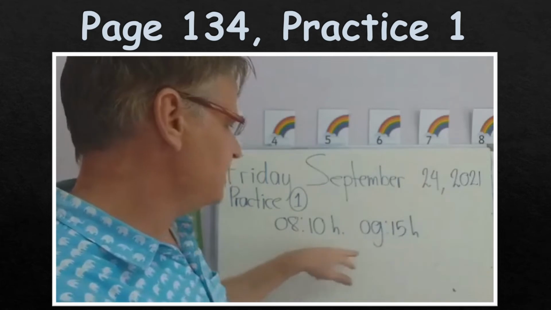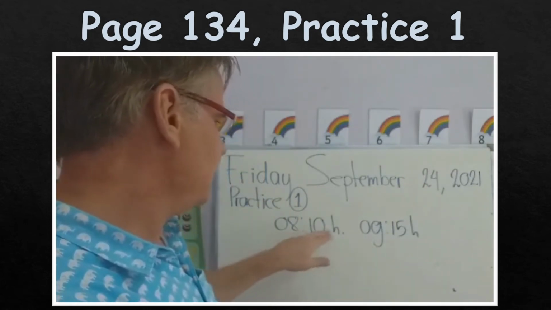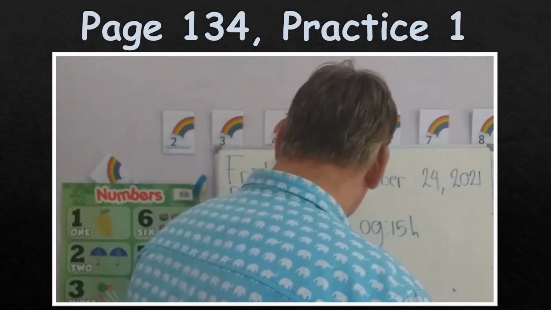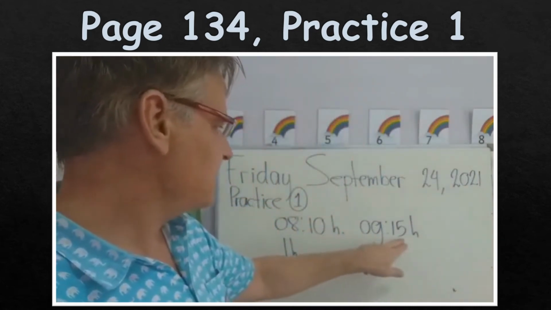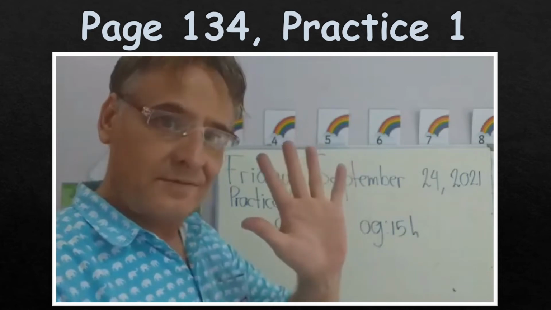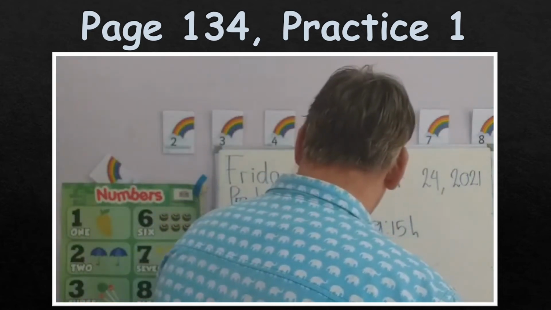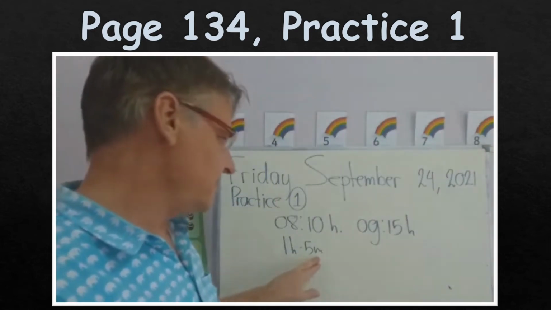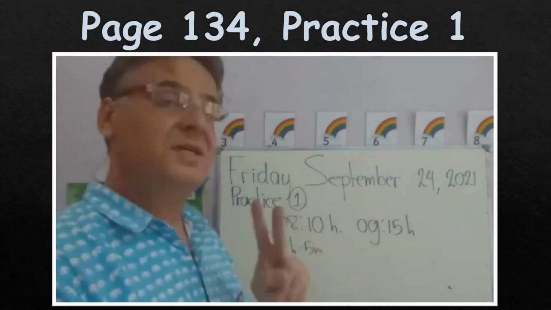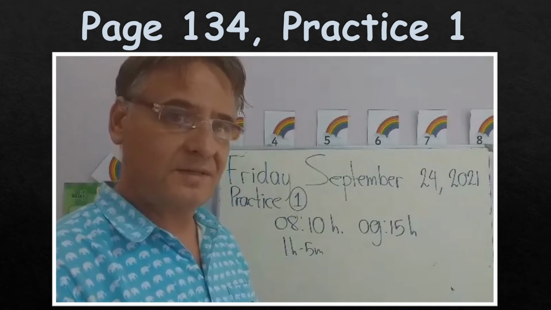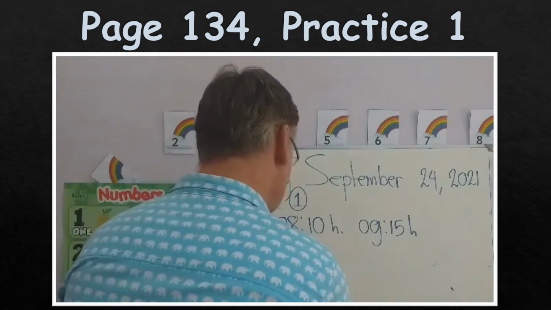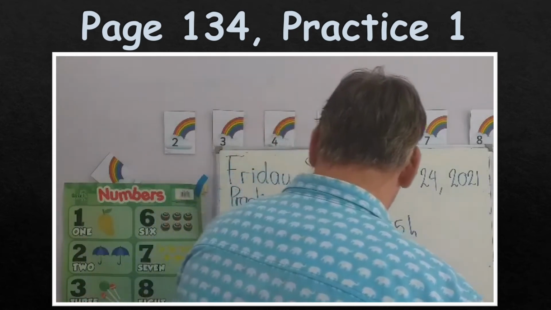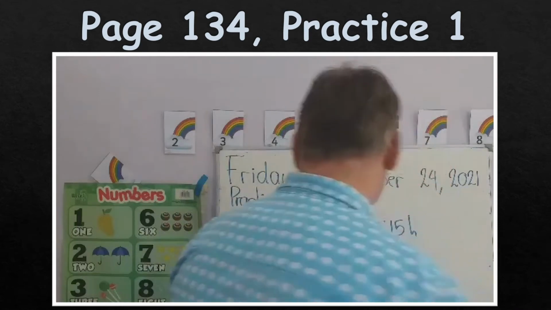So first, how long was she at the market? Well, from 08 to 09 is 1 hour, right? So 1 hour, and how many minutes? 5. So 1 hour and 5 minutes. So she stayed at the market for 1 hour and 5 minutes. And then the second part, she spent another 30 minutes to have breakfast. So we need to add to this 1 hour and 5 minutes, right?